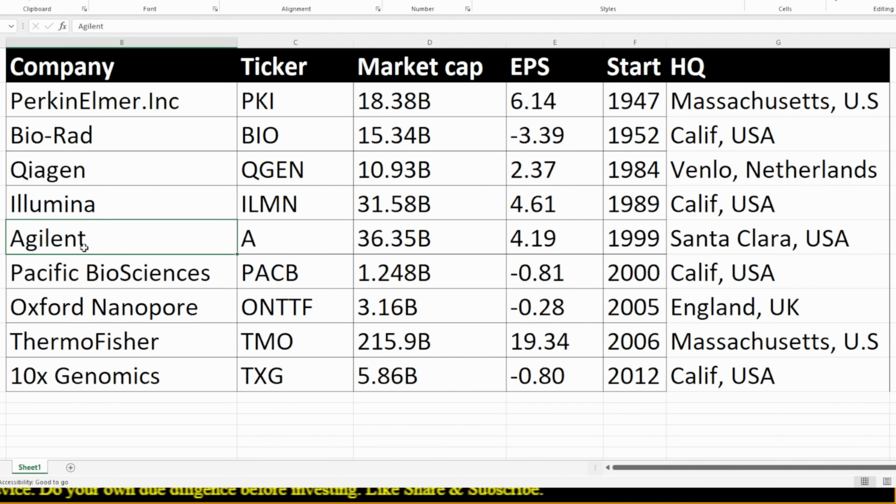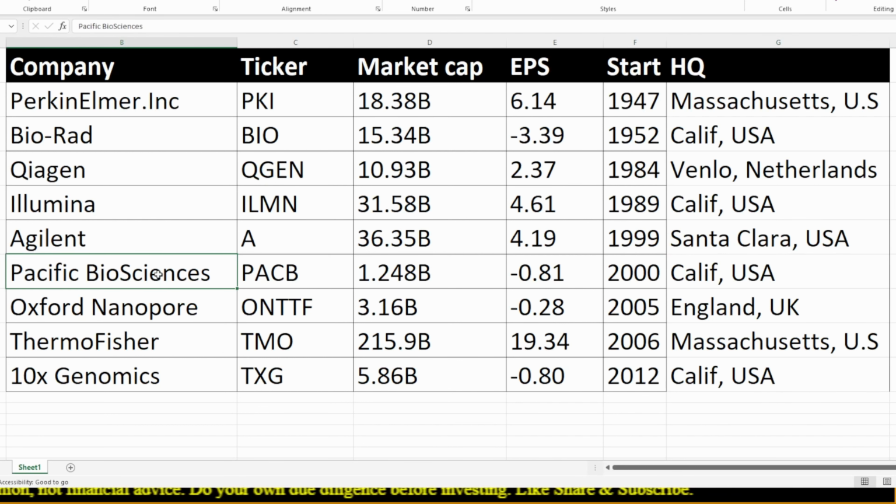Agilent Technologies is the next one. Its ticker symbol is A, and market cap is 36.35 billion with EPS of 4.19, and the date of establishment for this company was 1999 in Santa Clara, USA.